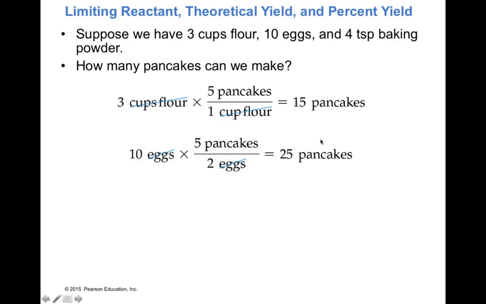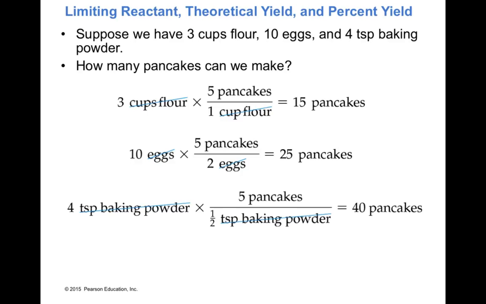And finally, we have 4 teaspoons of baking powder. The recipe mentioned that with half a teaspoon of baking powder, we can produce 5 pancakes. So this is basically the conversion factor, okay? And for 4 teaspoons, we can produce 40 pancakes. So we can see that for each of the ingredients at this amount, we can have 3 different amounts of product, okay? But what happens if we mix all this together?